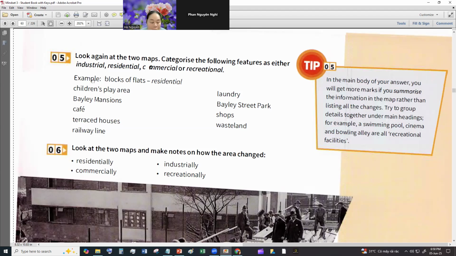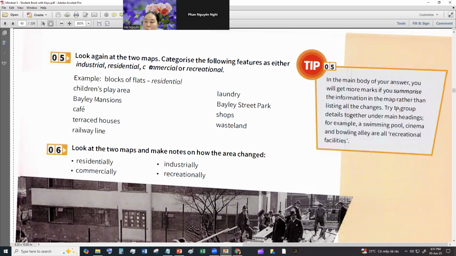So for example, this is a town. So in a town, there are industrial area, residential area, commercial area, and recreational area. So in the main body of your map description, you will get more marks if you summarize information in the map rather than listing the changes.